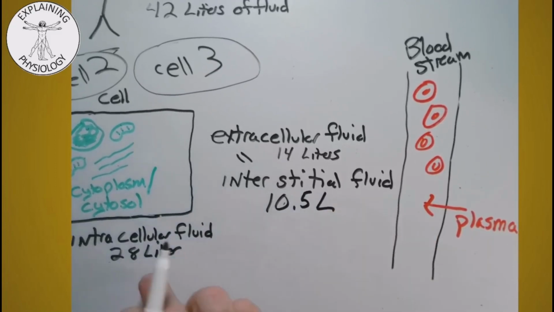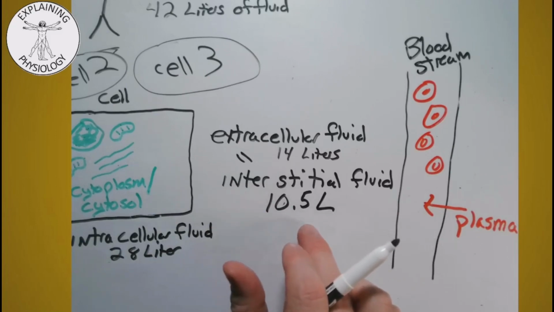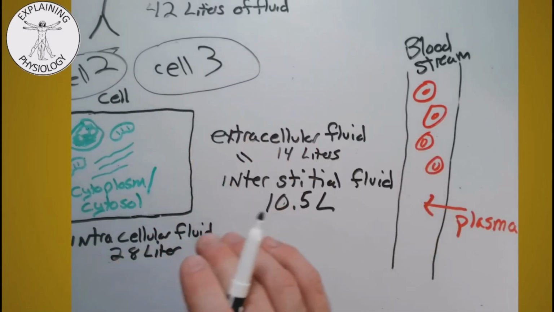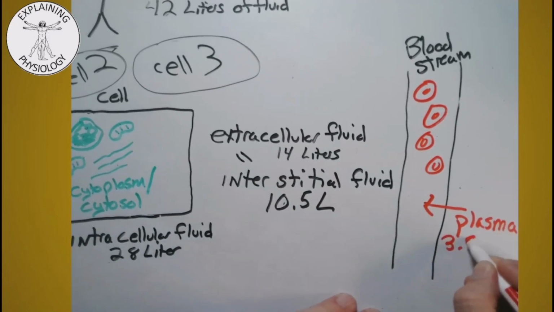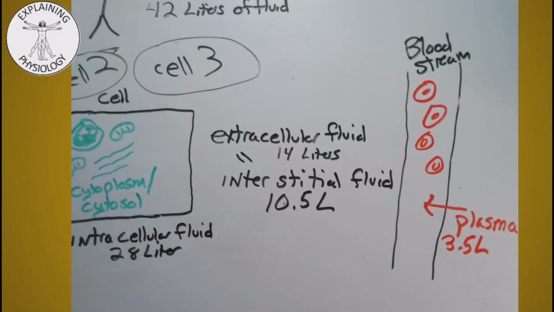And again, the exact number is not important. I'm giving it to you for perspective. That 10.5 liters is going to be outside of the cells located within the tissue, which means that the plasma is going to have the remaining 25%. And so the plasma is going to correspond to about 3.5 liters of fluid.